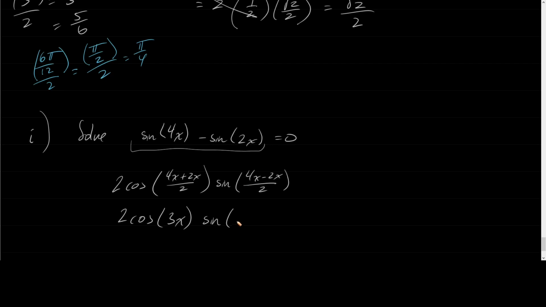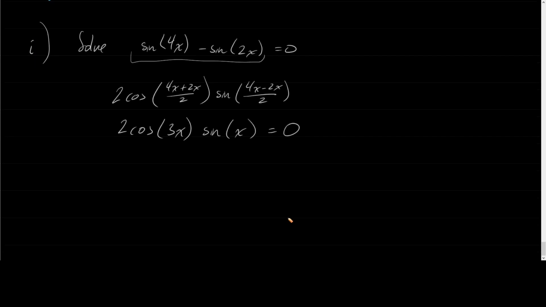So I have 2x over 2, meaning just x. And I get that equal to 0. At this point, I've got the product of things equaling 0. This 2 is not really doing anything, right? Because if I divide everything by 2, I end up with cosine of 3x times sine of x equals 0. So I've got the product of two things equaling 0. So either the first one is equal to 0 or the second one is equal to 0.